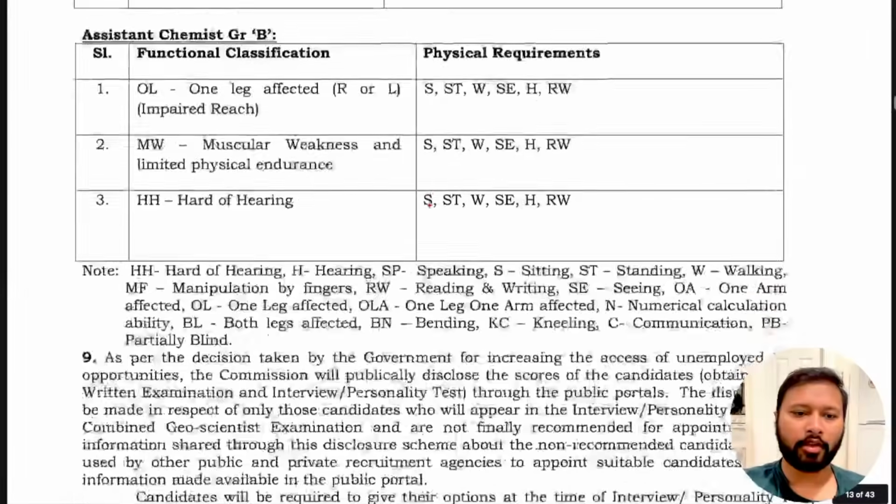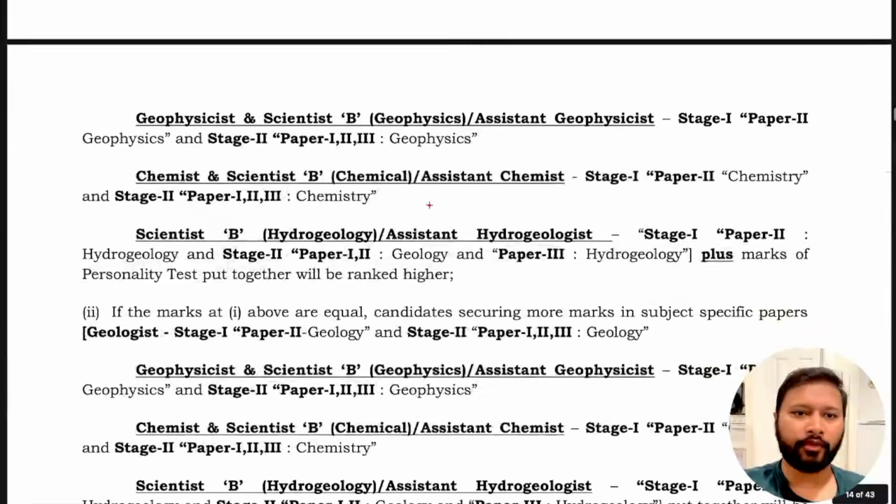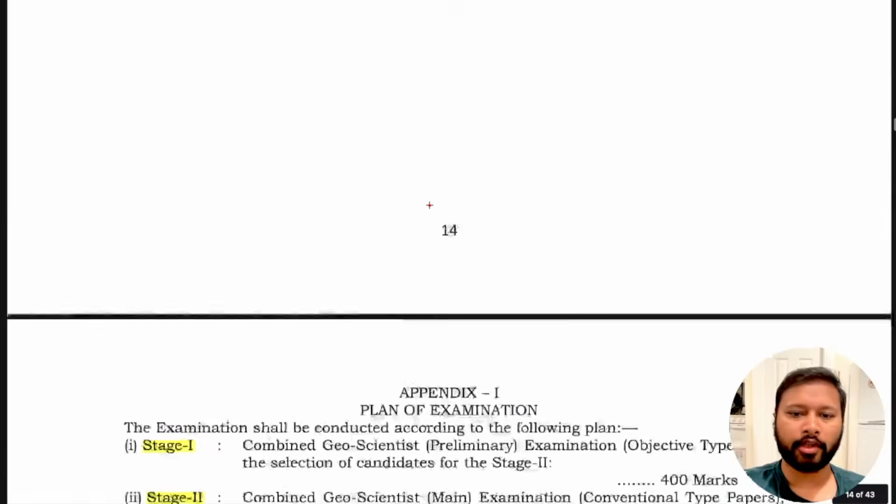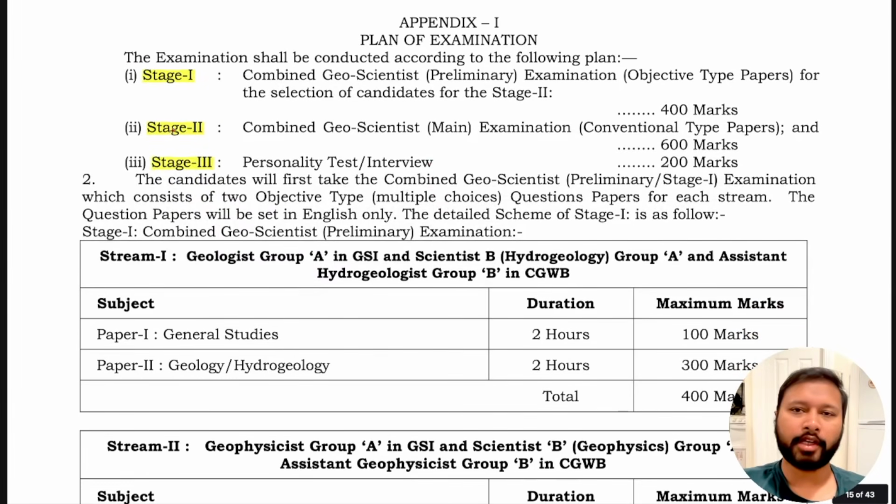Okay, the rest are other information which I found very repetitive. So let's talk about the exam. As I said, the exam will be done in 3 stages: 1, 2, and 3. Stage 1 is the pre-exam, with 2 objective papers: 1 will be a GS paper, 1 will be a chemistry paper. Stage 2 will be the mains exam, which will be a descriptive, conventional type paper where you have to write the answers, and then stage 3 will be a personal interview.